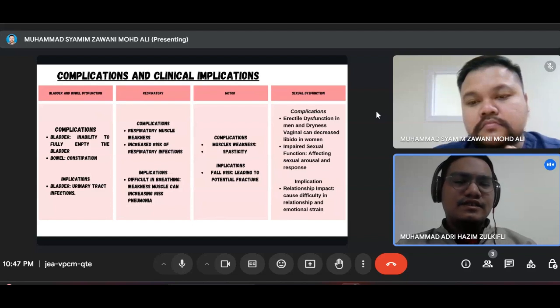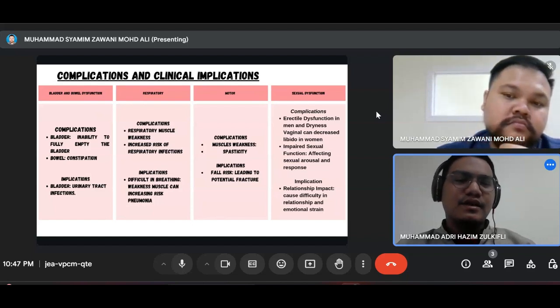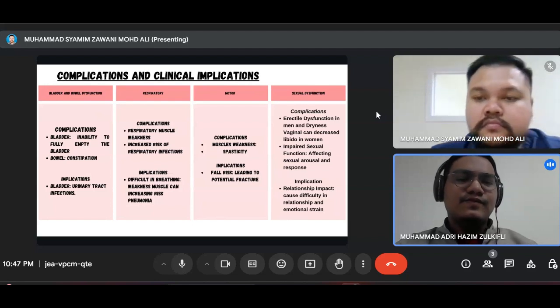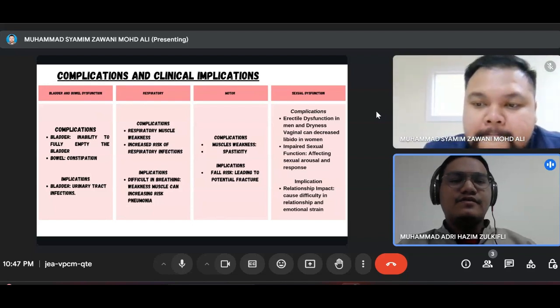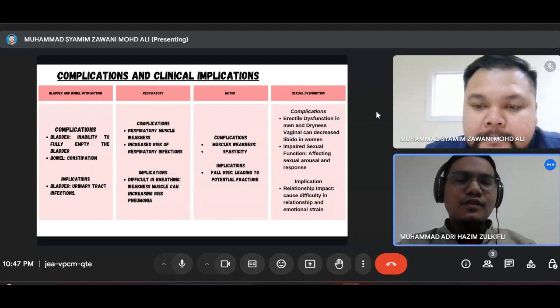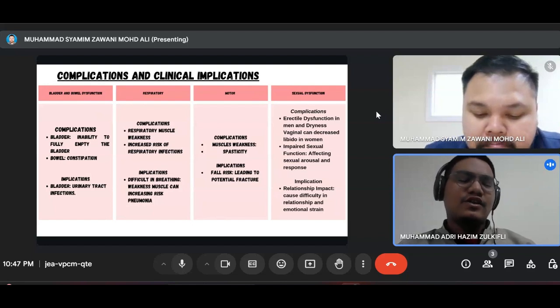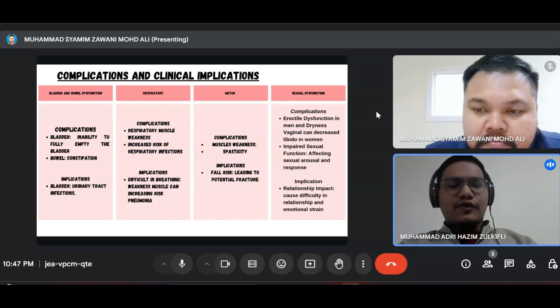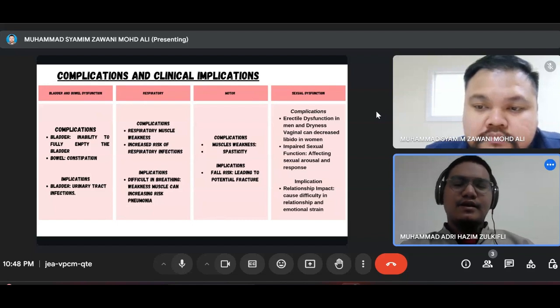And lastly is sexual dysfunction, where the complications are erectile dysfunction in men, and vaginal dryness and decreased libido in women. Next is impaired sexual function, affecting sexual arousal and response. So the implication of the sexual impact can be difficulty in relationships and emotional strain.